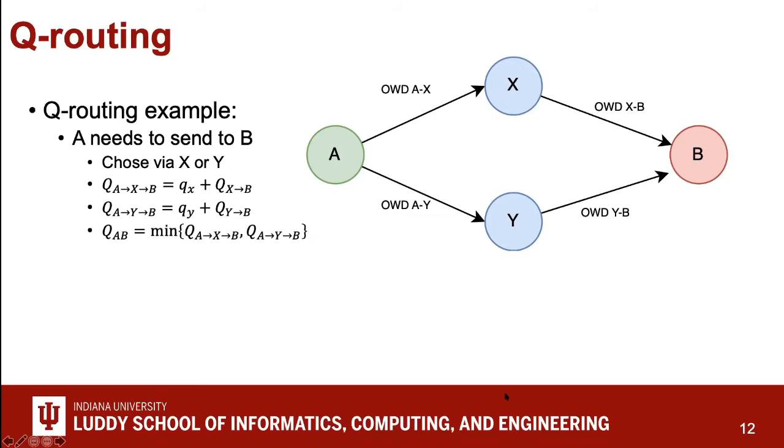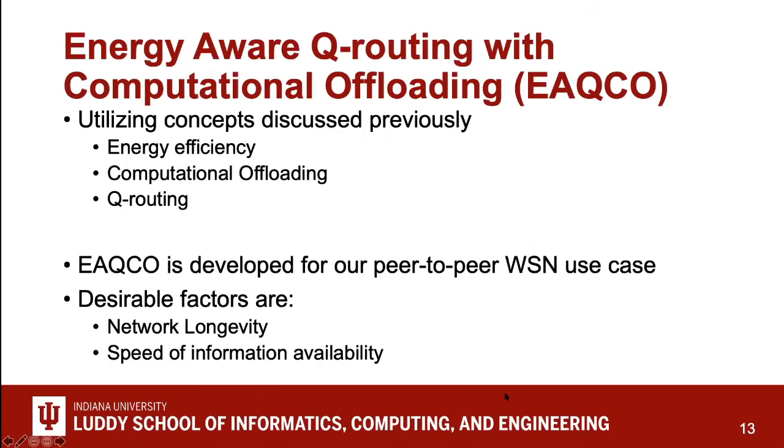And then ultimately, what A has to decide is to take the minimum of time between either X or Y. The power of this algorithm is that it's distributed, meaning that every routing decision can be made at each individual node individually. Ideally, each one is optimizing its link choices as it goes, thereby ultimately getting the optimized route. So that brings us to our algorithm, the energy-aware queue routing with computational offloading. ECO is what we call it for short. It utilizes the concepts previously discussed of energy efficiency, computational offloading, and queue routing.